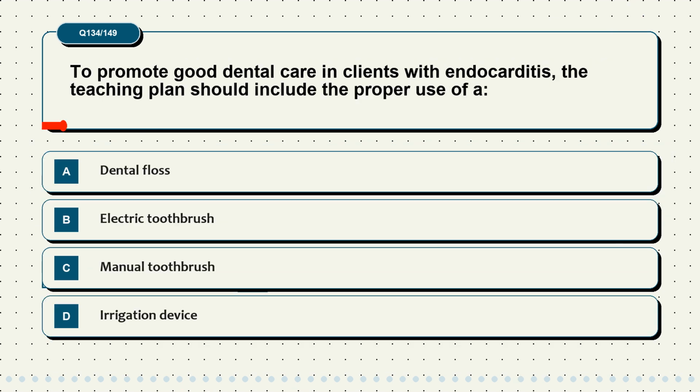Question 134. To promote good dental care in clients with endocarditis, the teaching plan should include the proper use of. Here are the options. Option A. Dental floss. Option B. Electric toothbrush. Option C. Manual toothbrush. Option D. Irrigation device.